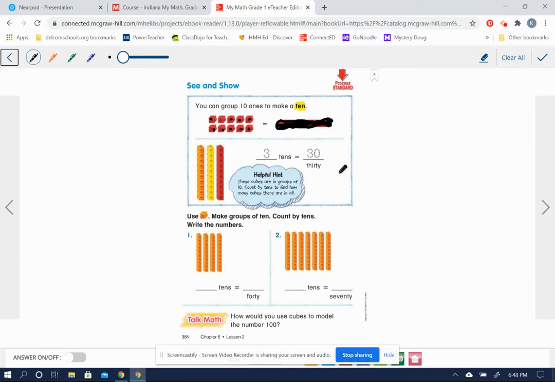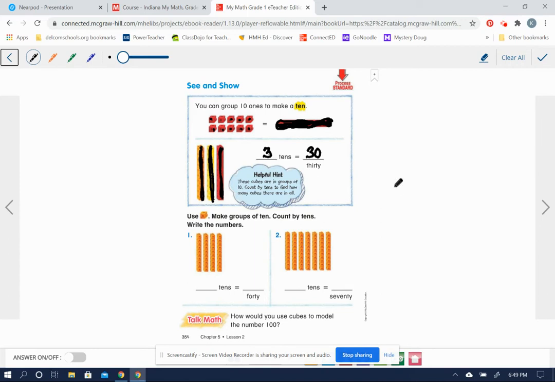And here's another stick of 10. So we know there's 10 here. Here's 10 and here's 10. That's 1, 2, 3 tens. Trace the 3. And now if we count by tens, we'll come out with this number here. Count by tens with me. 10, 20, 30. 3 tens is the same as 30 ones or 30 individual cubes. Here's a helpful hint. These cubes are in groups of 10. Count by tens to find out how many cubes there are in all.